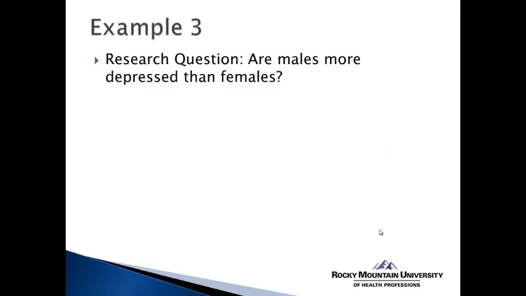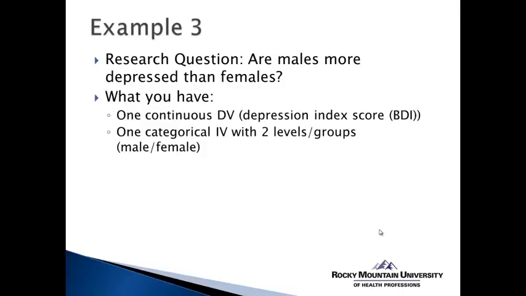Okay, another example. Research question is, are males more depressed than females? In other words, is there higher levels of depression in one gender versus another? So what we have is one continuous outcome or dependent variable. In this case, we're still sticking with our depression index score. That's numeric outcome. We have one categorical independent variable with two levels. So our independent variable is gender, in this case with two levels, male and female.